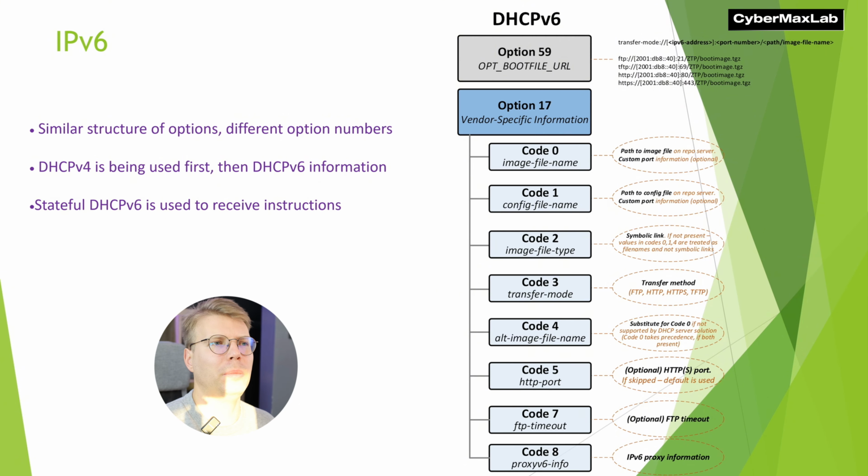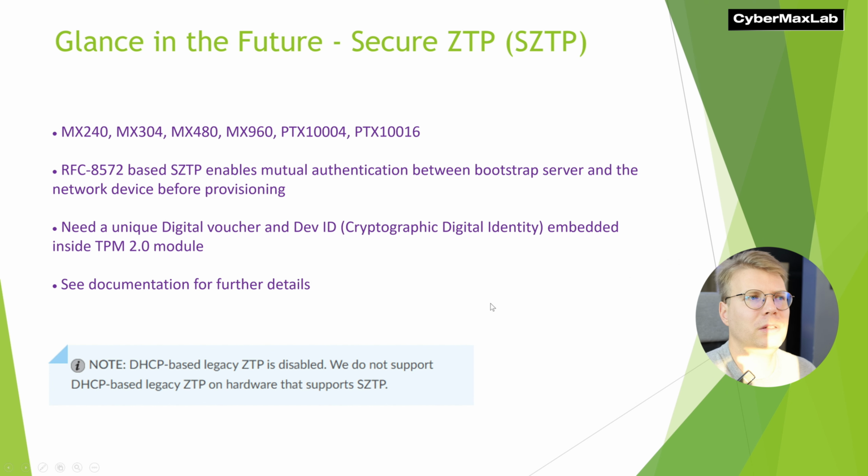So in this case, if you would like to go further and beyond, and you would like to try something new, I would recommend you to glance into the future and look for this option. This is a feature called Secure ZTP or SZTP. It is currently supported on 6 different models with the latest hardware: MX240, MX304, 480, 960, and 2 PTXs, 10004 and 10016. This is RFC 8572 based SZTP, and it enables mutual authentication between something called a bootstrap server and the network device before provisioning.